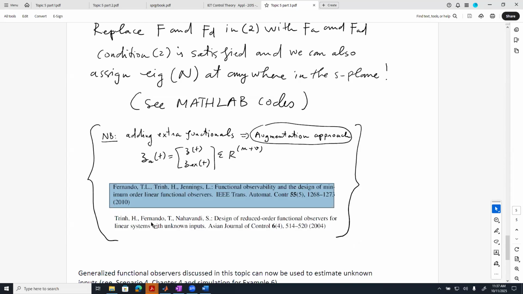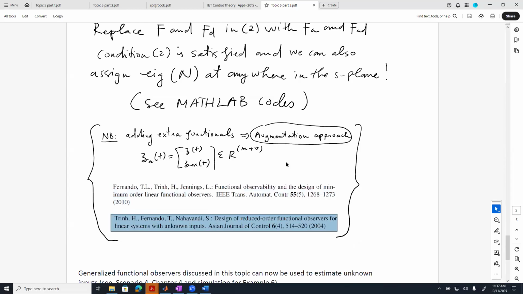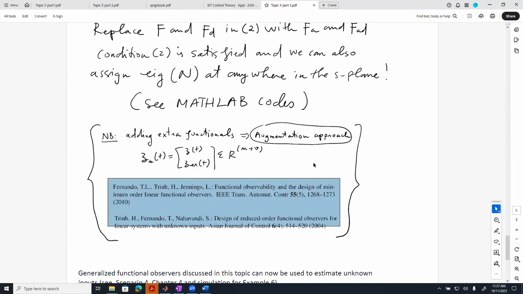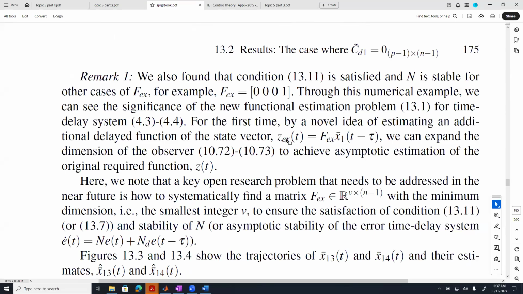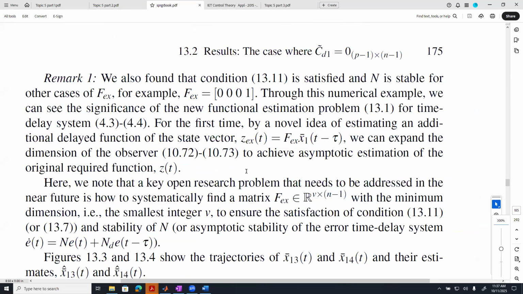This was done for linear systems with unknown input. The idea of introducing an extra functional came from these references. We can think of this as an extension of the augmentation approach to deal with time delay systems, right? Now, the key open research problem which we would like the reader to investigate is the following.